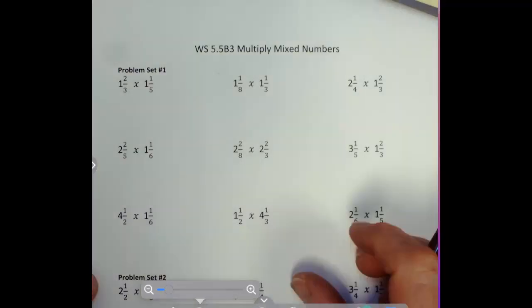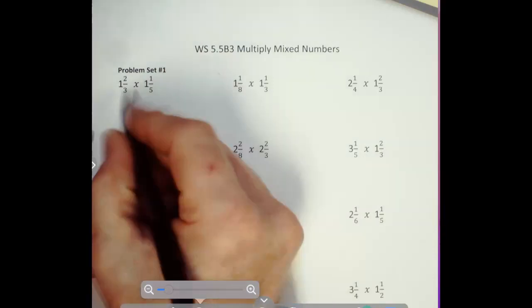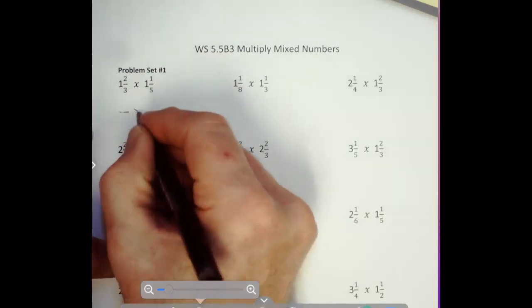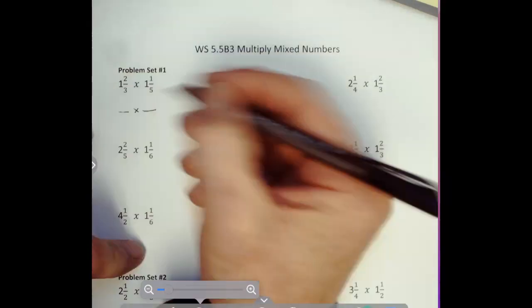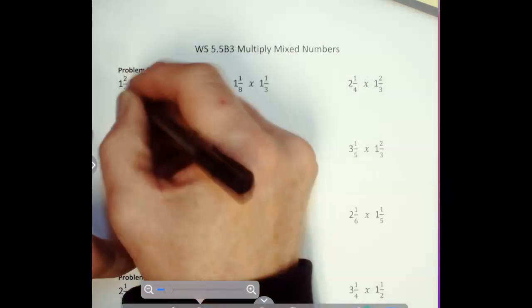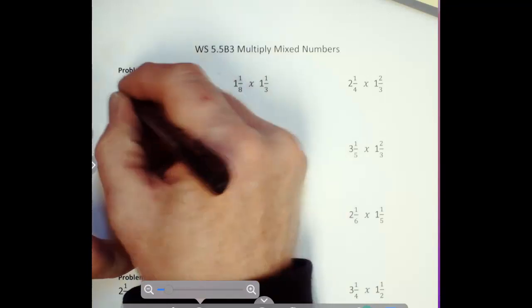Hey folks, this is a look at WS 5.5b3, multiplying mixed numbers. Remember, it has to be in the form of a fraction times a fraction. So these first two are mixed numbers. You have to make them into improper fractions.